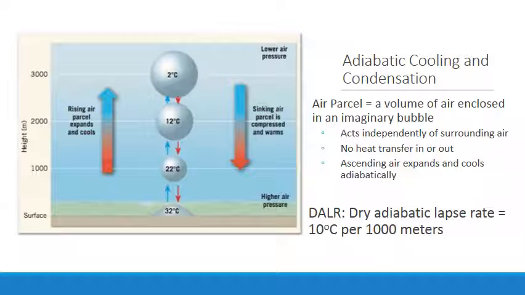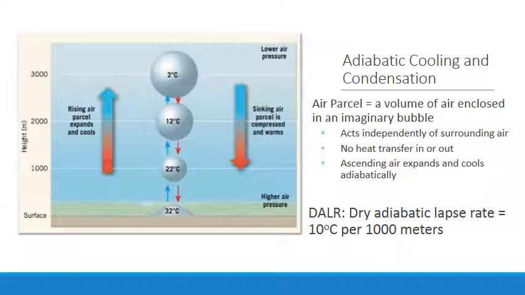In nature, the surrounding air sometimes infiltrates a rising or descending column of air, and that's a process called entrainment. But for this discussion, we assume that there's no mixing that happens through this process. So that little gray bubble that you see moving up and down in this picture is a closed container.